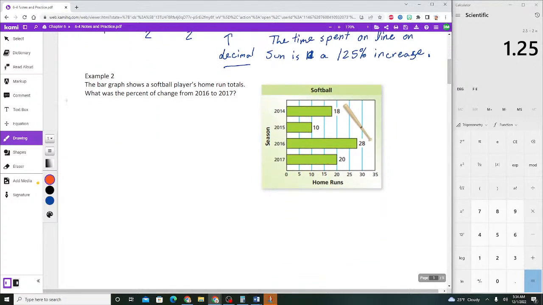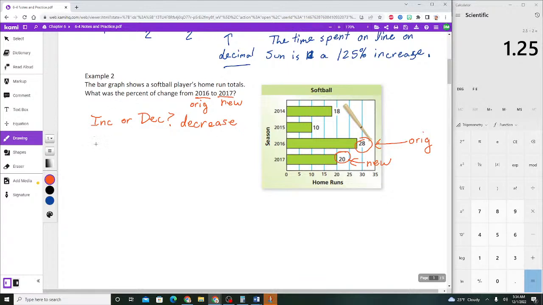So let's look at the next problem. The bar graph shows the softball players' home run totals. What is the percent of change from 2016 to 2017? By the way, this is the original and this is the new. And we have to decide increase or decrease. Going from 28 down to 20, that's going to be a decrease.